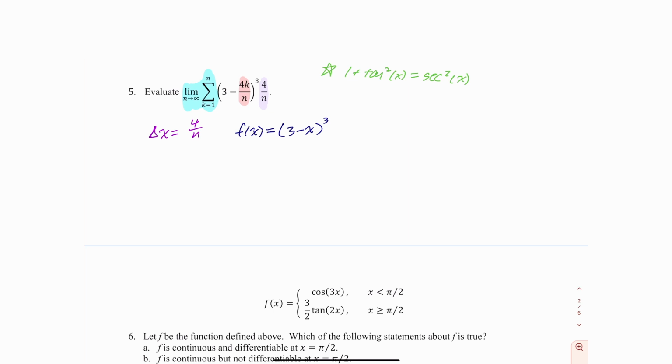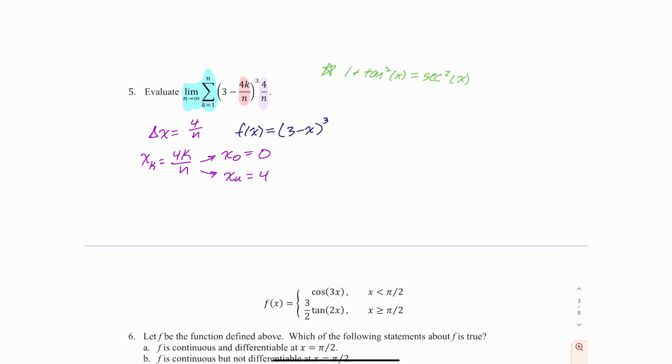So I'm thinking that f of x is 3 minus x cubed, and that means x sub k is just 4k over n. Once we have x sub k, we'll find x sub 0, which means plugging 0 in for k. So you get 4 times 0, 0 over n, which is definitely 0. And then x sub n, we plug in n for k. So we have 4n over n, which is just 4. So we're going from 0 to 4 here.